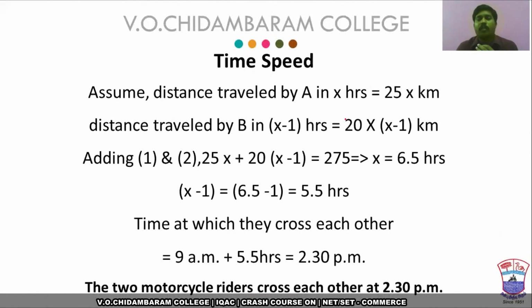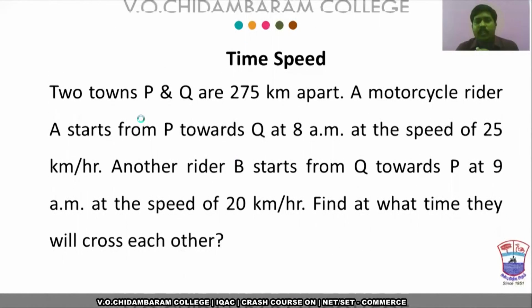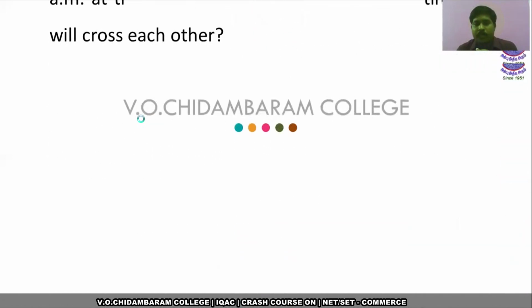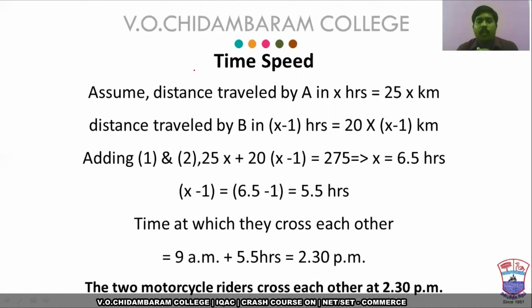So how can we solve the problem? Given that the two towns are 275 kilometers apart. So I take A covering for x hours. Its speed is 25 kilometers per hour. So in x hours, the motorcycle rider A covered 25x kilometers.